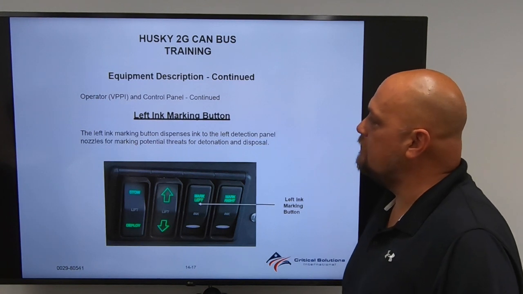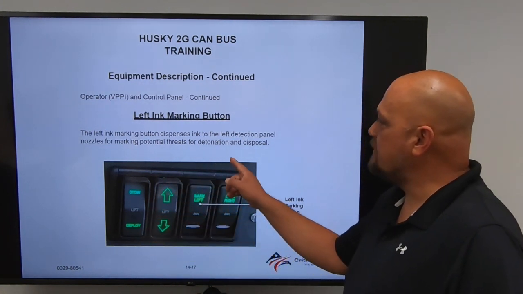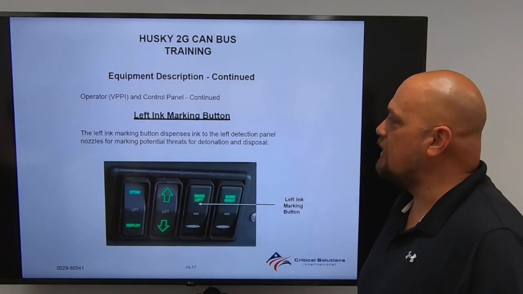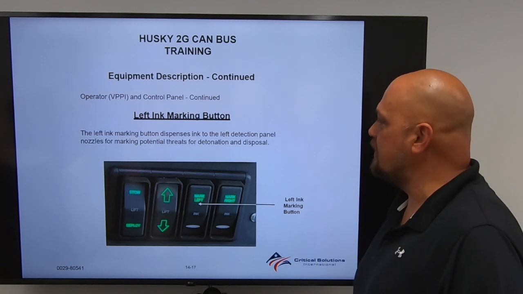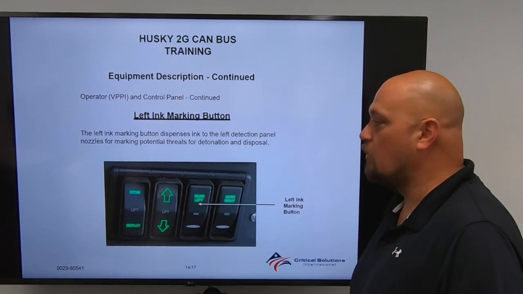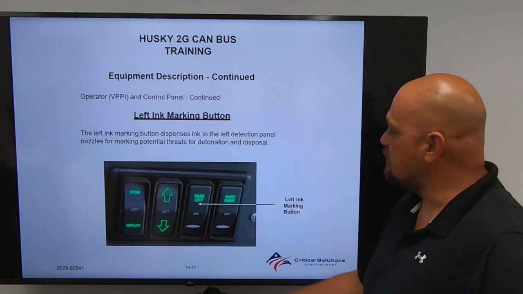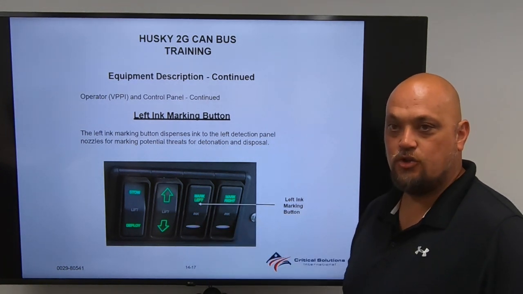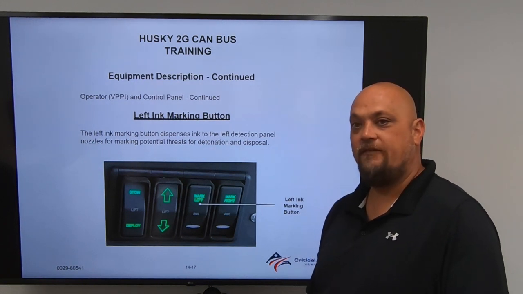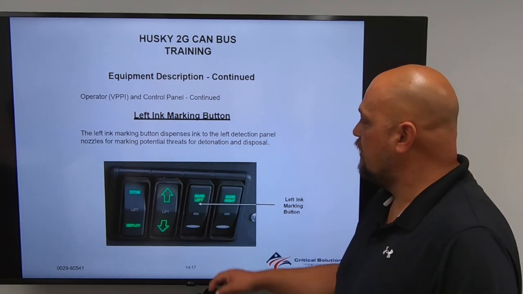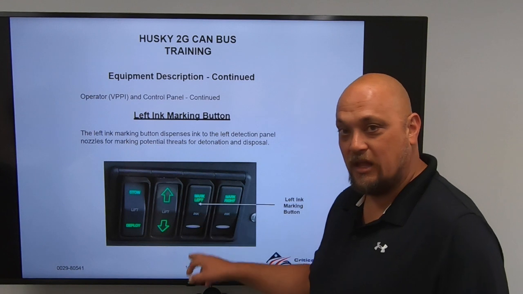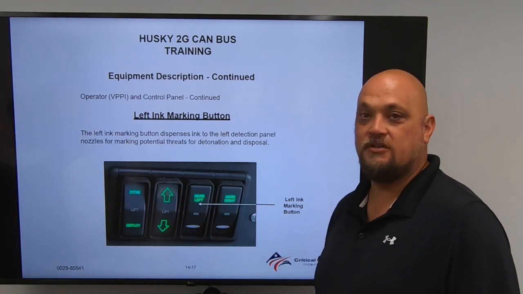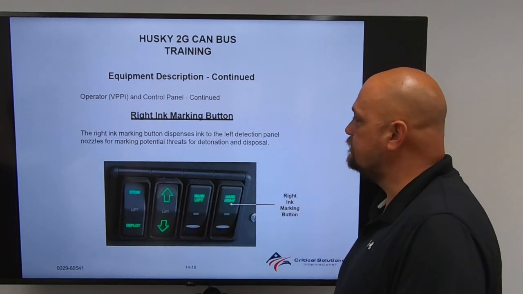Left ink marking button. The left ink marking button dispenses ink to the left detection panel nozzles for marking potential threats for detonation and disposal or interrogation. All right, and it's indicated here on your mark left ink. So as you're driving over a suspected target, if it triggers on the left-hand side, you would stop, press the mark left button to disperse ink onto the ground to identify the area.